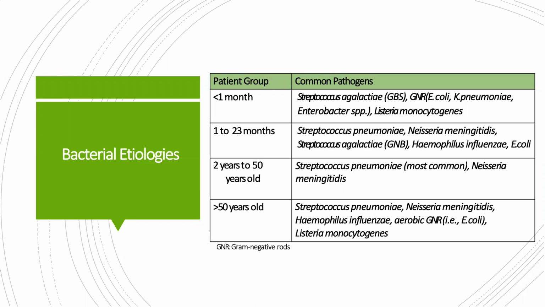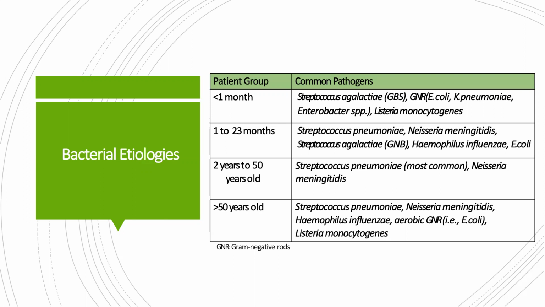So when we get to 1 to 23 months, we kind of lose that listeria. At that point, the baby is protected against listeria exposure from the mother, meaning that they get the mother's antibodies and protection against listeria. But we may see strep pneumoniae, Neisseria meningitidis, strep agalactiae, and then other gram-negative bacilli. We can see H. influenzae and then E. coli.